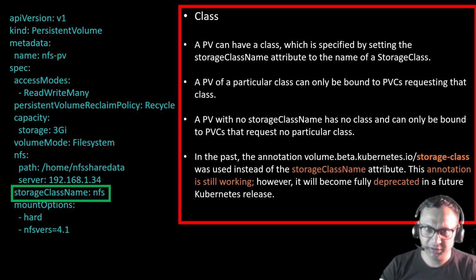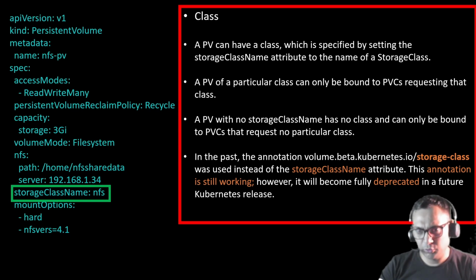The next one is storage class name. A PV can have a class, which is specified by setting the storageClassName attribute to the name of the storage class. In simple terms, in storage we are just giving a name to that storage. This is the storage class name. A PV of a particular class can only be bound to a PVC requesting that class.